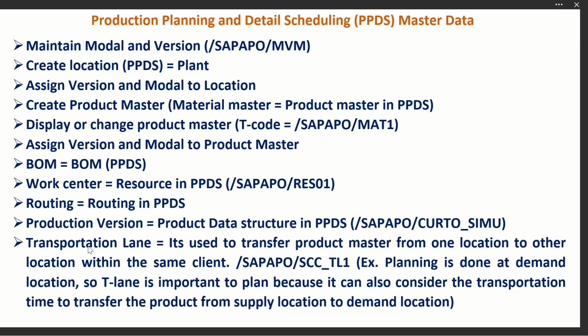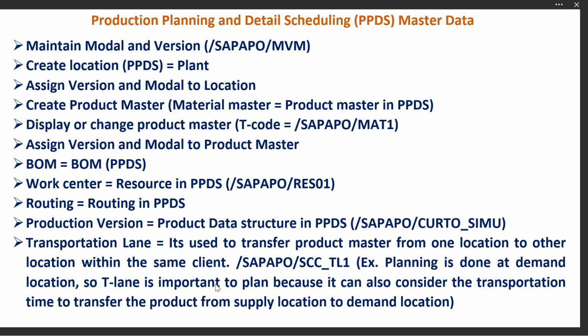And one more important master data is the transportation lane. It is used to transport product master from one location to the other location within the same client. Product master, like material master, meaning extension of material master from one plant to another plant, we can do with the help of the transport lane. But the important point here is that it is within the same client, not in another client.